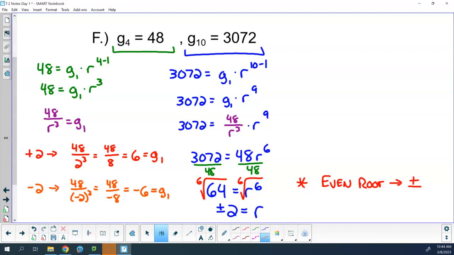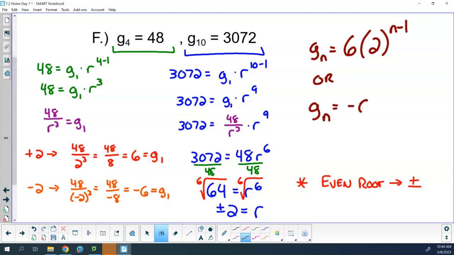So I have to give 2 rules. It's either going to be, if I go with the positive one first, 6 times 2 to the n minus 1, or negative 6 times negative 2 to the n minus 1.